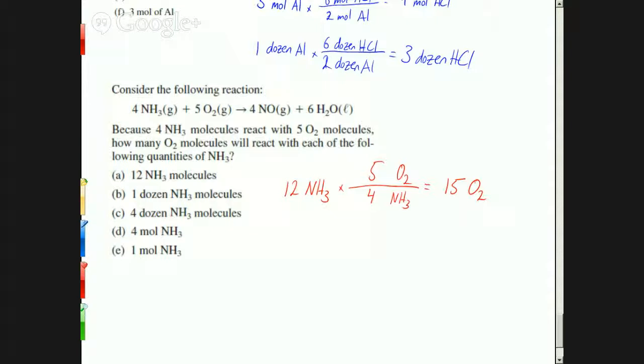All right. And so you can use the same conversion with any of these quantities. You just change the quantity right here. So for 1 dozen ammonia, we're going to have 5 over 4 times 1, or 1.25 oxygen, and so on. And for 4, we're going to have 5. So that's directly like the equation. All right, so let's see what happens when we have to start putting some other quantities in there instead.